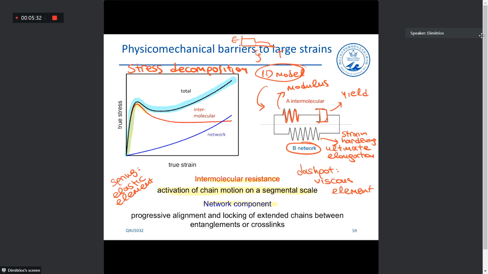After the yield point, we have movement of the main chain, while the network contribution starts from that place, where it dictates the strain hardening, okay, and also how much the polymer will elongate. So this takes place through progressive alignment and locking of chains between entanglements or crosslinks.